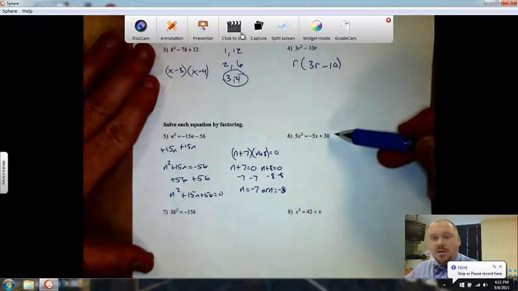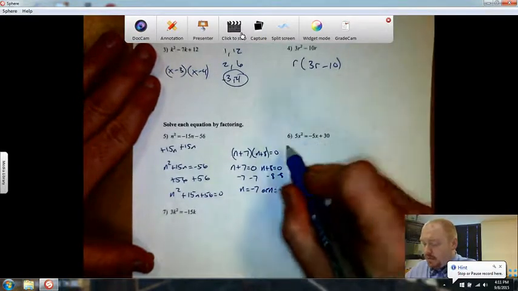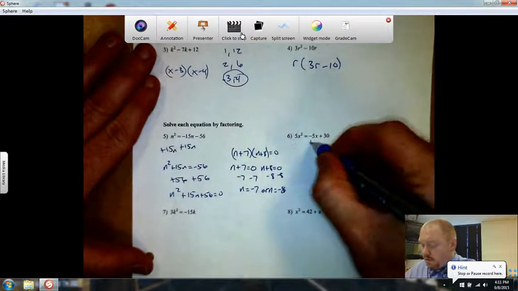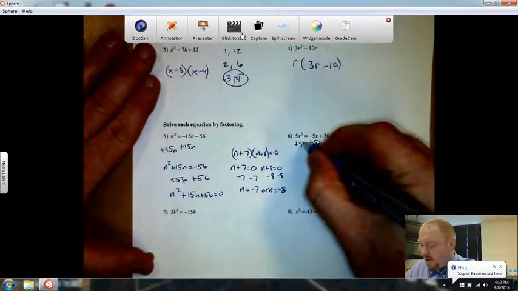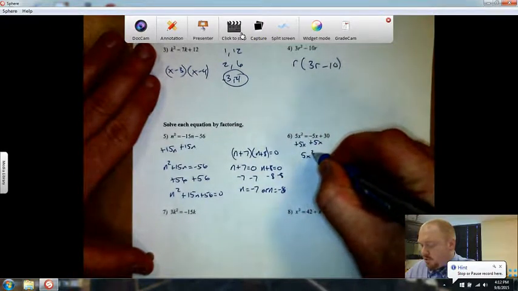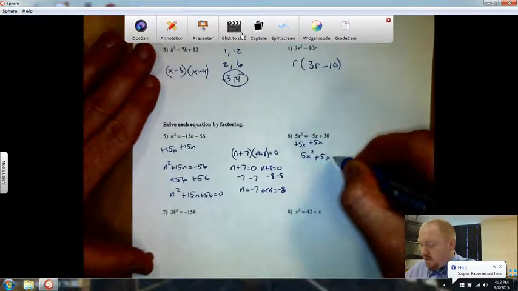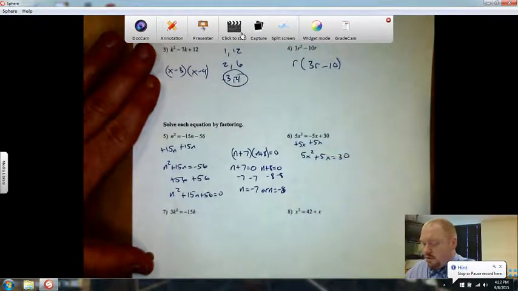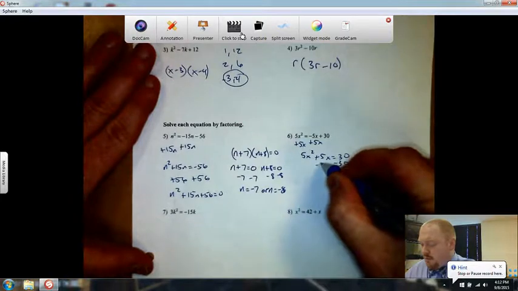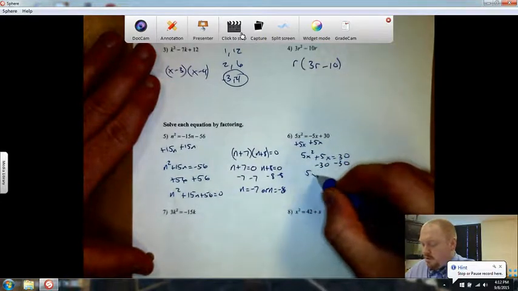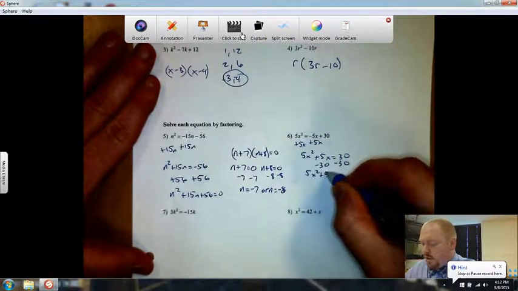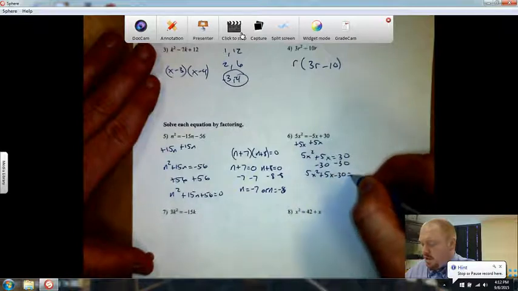Over here, number 6, I'm going to do the same thing. I'm going to move everything to the other side. So plus 5x, plus 5x, 5x squared plus 5x equals 30. So I'm going to subtract 30 from both sides. 5x squared plus 5x minus 30 equals 0.